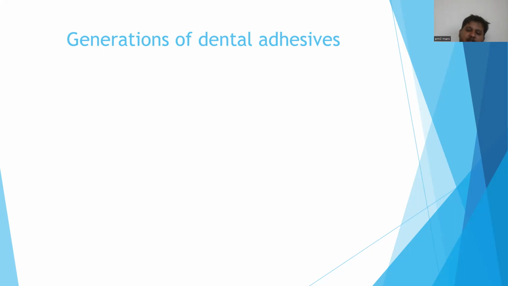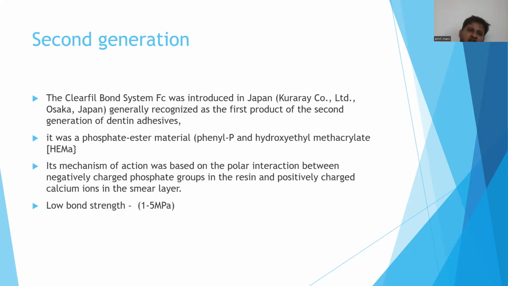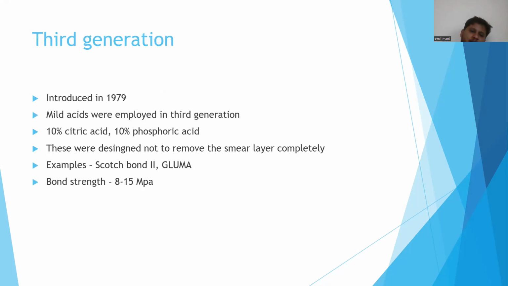If we check the different generations of dental adhesives, the first generation was basically comprised of NPG-GMA. In the second generation, they used a phosphate ester material, which is a negatively charged particle. This negatively charged phosphate group will attach to the positively charged calcium ions in the smear layer, and the bond strength was very low, that is 1 to 5 megapascal.